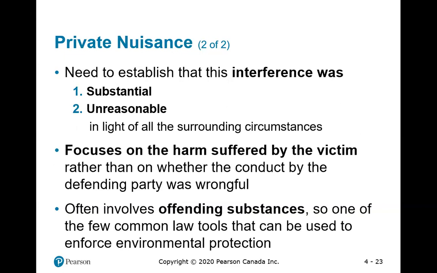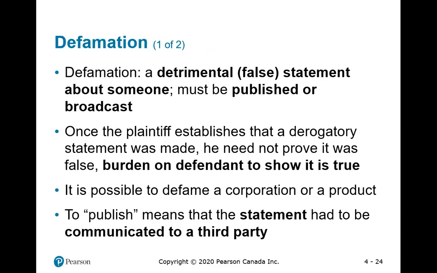the interference has to be substantial, has to be unreasonable. So it's unreasonable that someone is flying a drone every time my family and I are trying to use the swimming pool. And if they do this regularly, it becomes substantial. So I may be able to sue them for private nuisance.